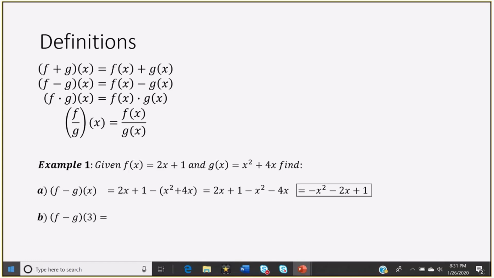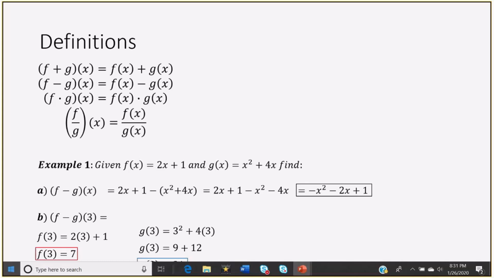But if I have a very similar question with a 3 there as opposed to an x there, now what I'm going to do is I'm going to plug in 3 for each individual function. So I plug in 3 into my f of x. Well, that's 7. 2 times 3 is 6, plus 1 is 7. And then I plug in 3 into my g of x function, and I simplify. Well, 3 squared is 9. 4 times 3 is 12. Add them together, the bottom cut it off, but it is 21. G of 3 is equal to 21.